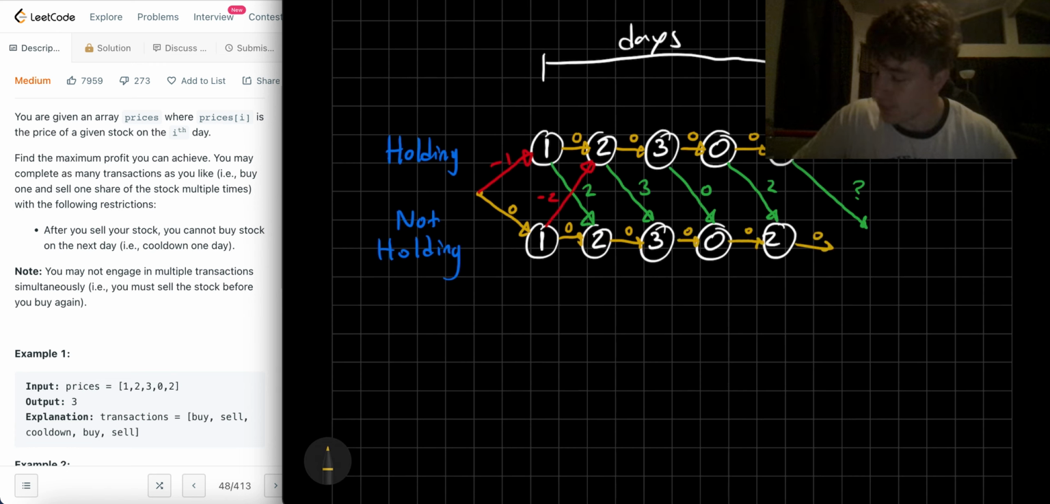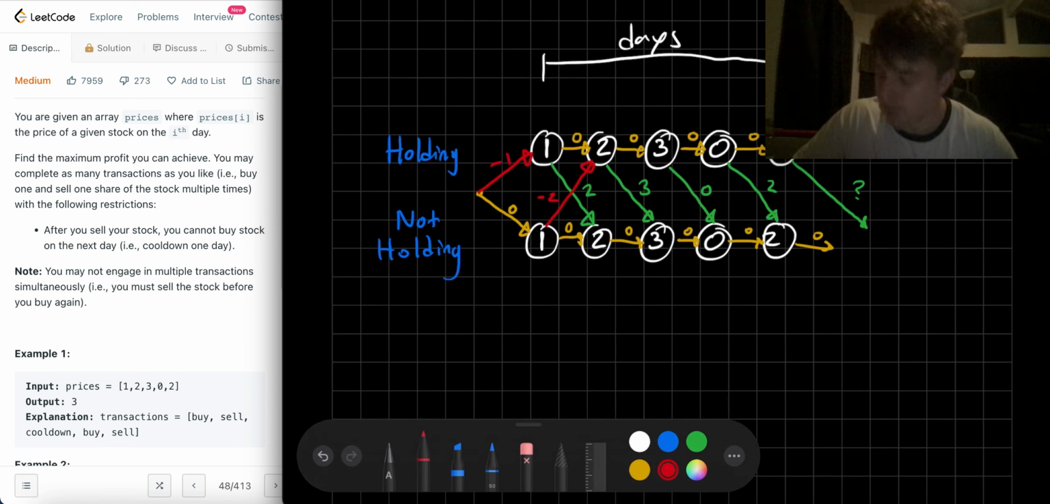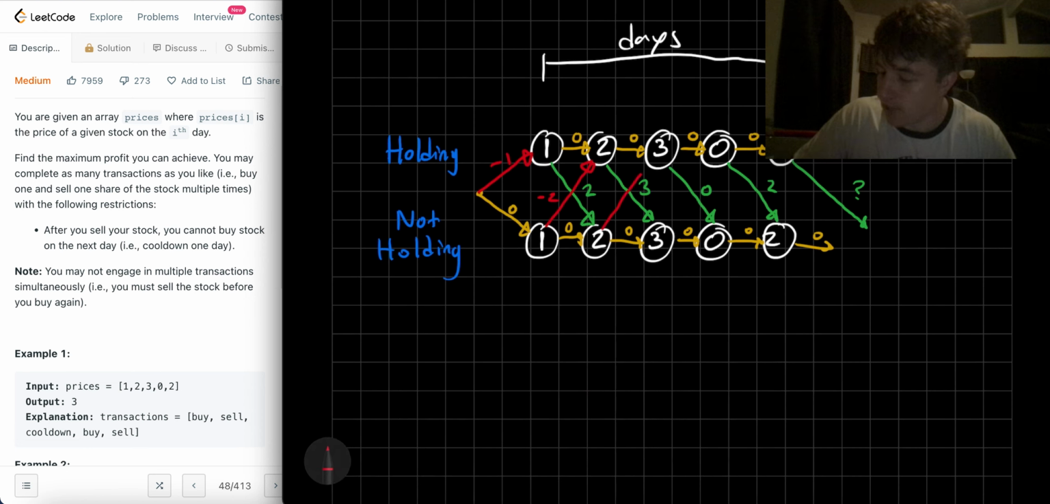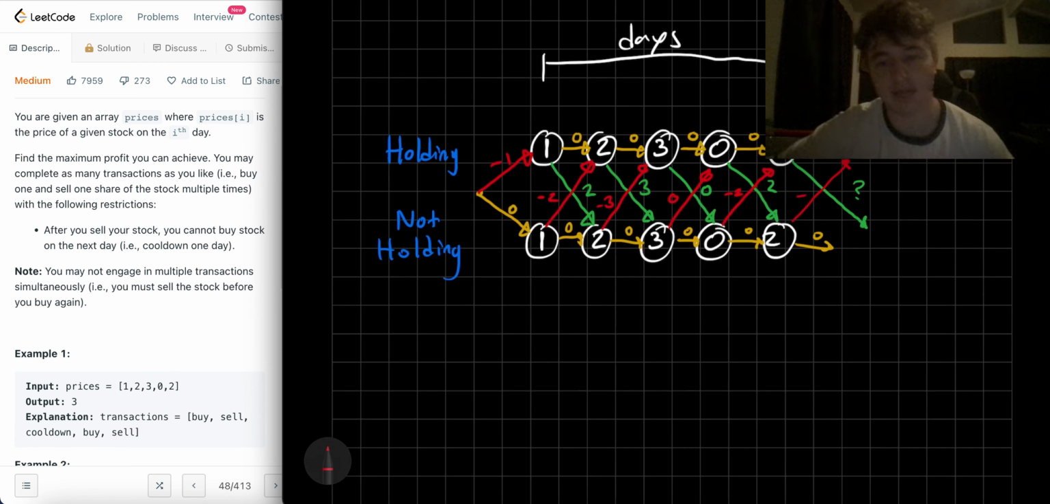Or on each of these days, I can decide to buy because I'm not holding. If I'm not holding, all I can do is buy or continue not holding. So if I buy here, it costs me -3. If I buy here, it costs 0. If I buy here, it costs -2. If I bought here, I guess it would cost, I'm not sure. We'll think about that again in a moment.